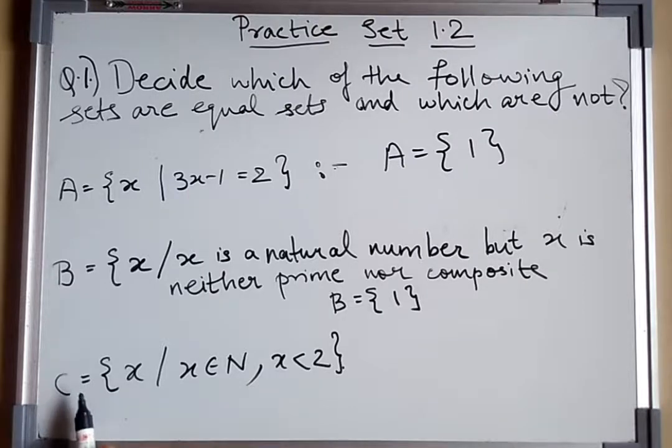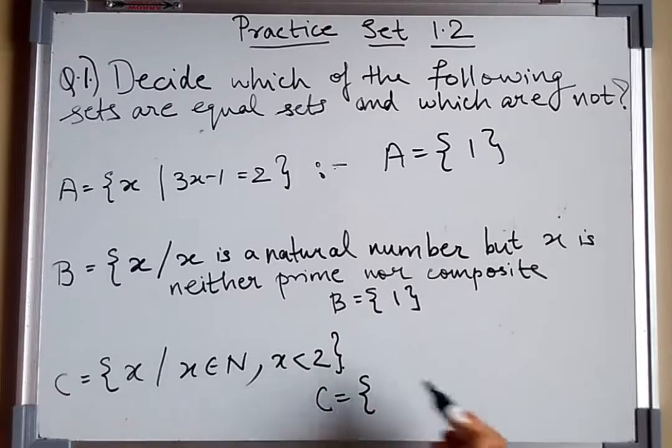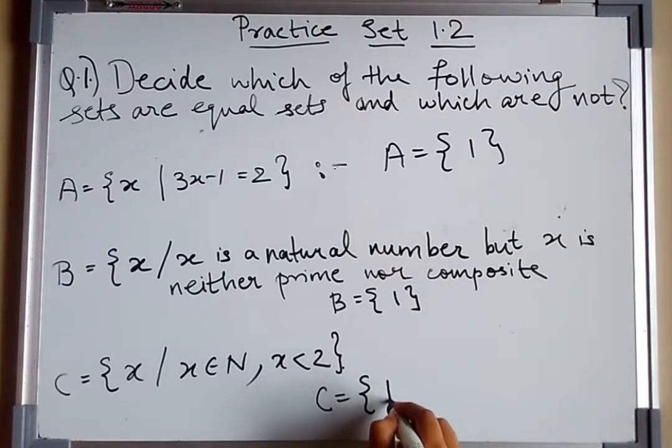Now let's see the next set. C contains all such x such that x is a natural number and x is less than 2. Natural number means the number will start with 1, and less than 2 means only 1 is there. The next number is 2 and it is not less than 2, it is equal to 2. So C also has only one element.